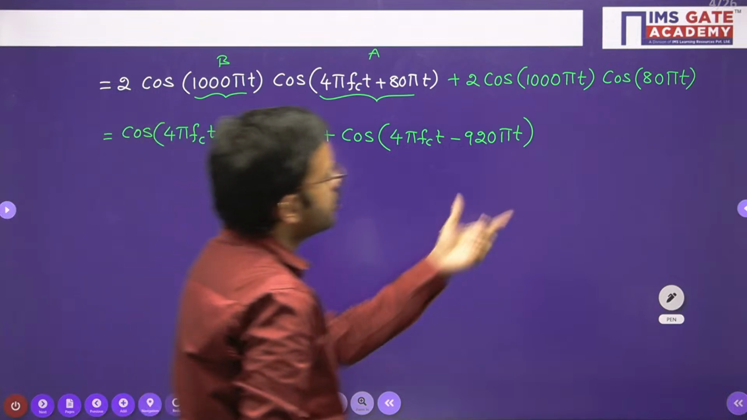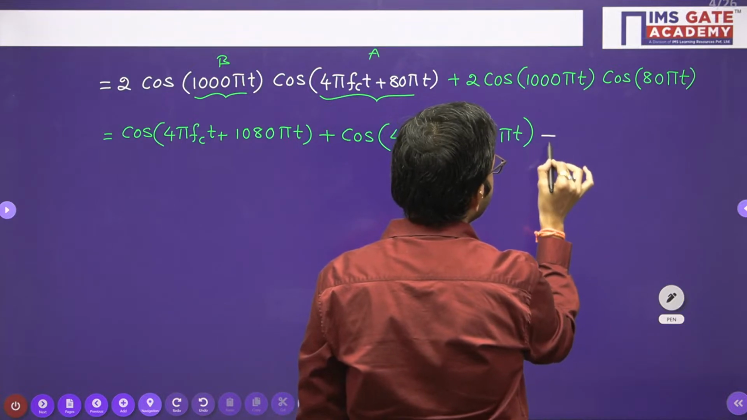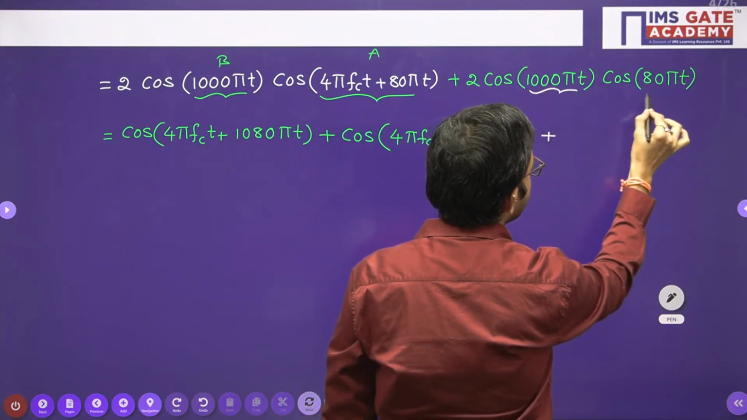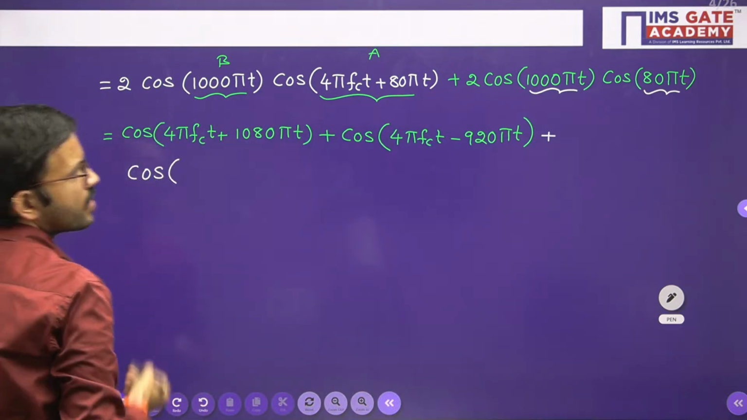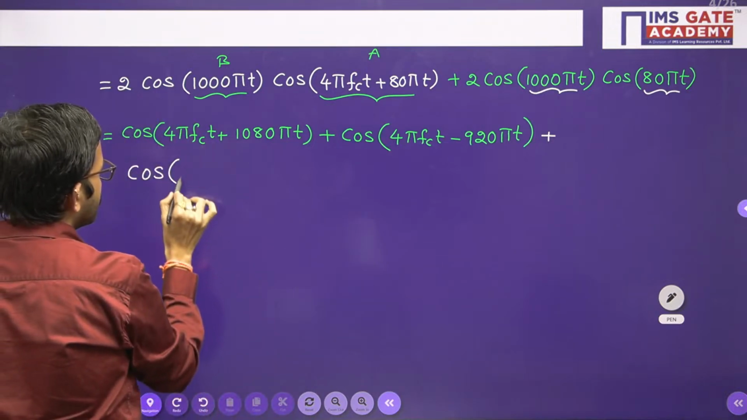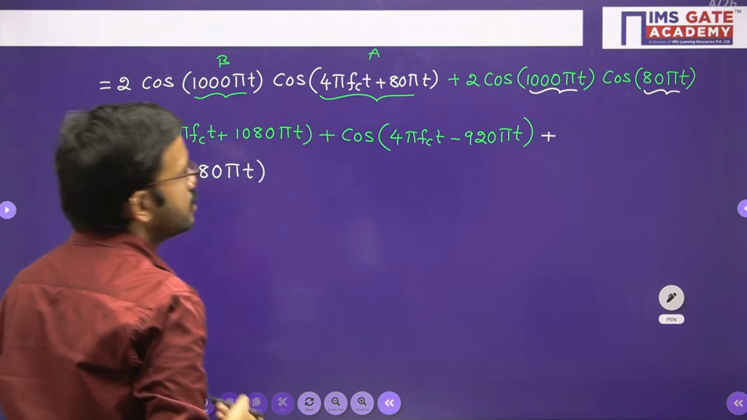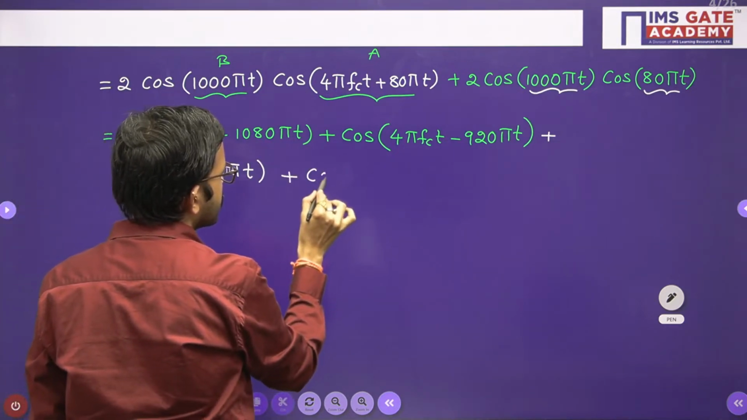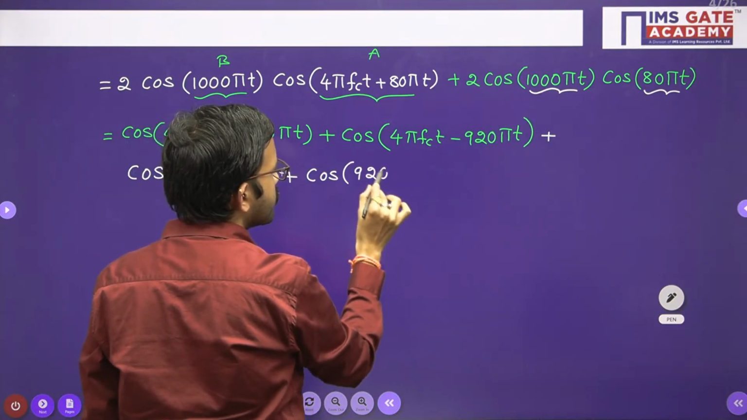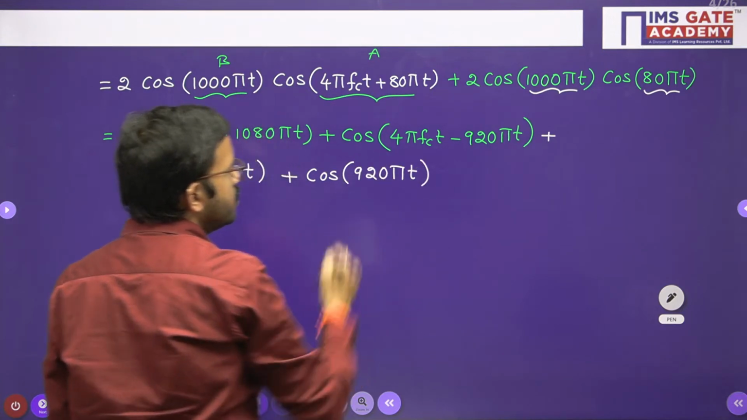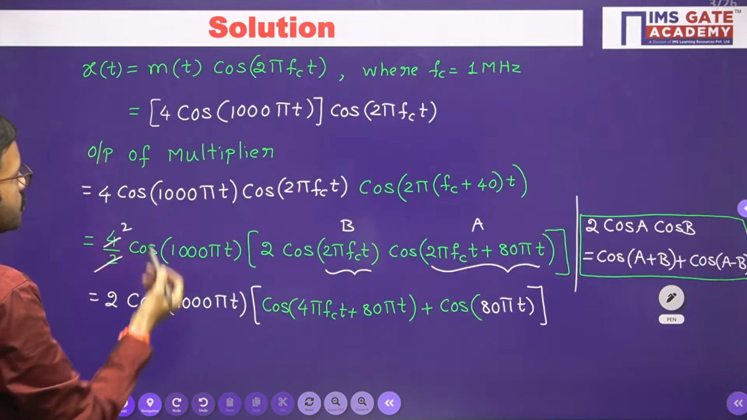Okay. Similarly, here also you can apply the same formula. 2 cos A cos B is nothing but cos sum plus cos difference. So 1000 pi t plus 80 pi t, that means you are going to get 1080 pi t, plus cos difference: 1000 minus 80 is nothing but 920 pi t. Right. So this expression you got at the output of the multiplier.